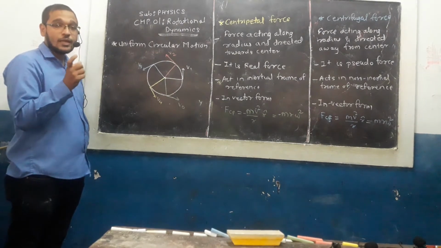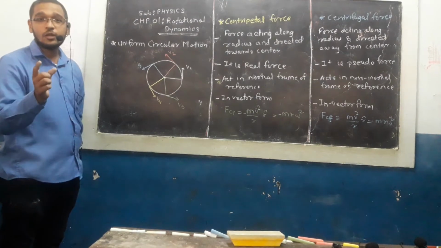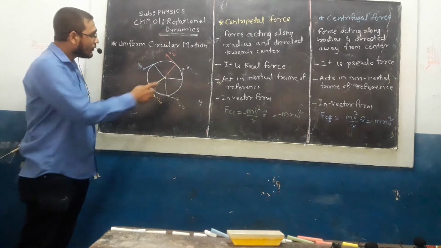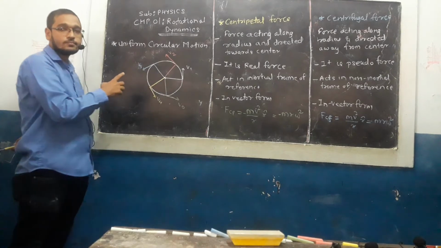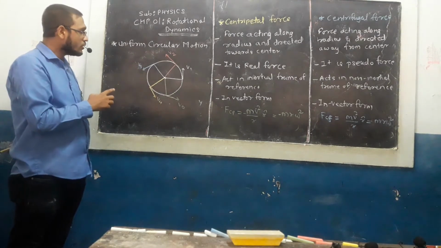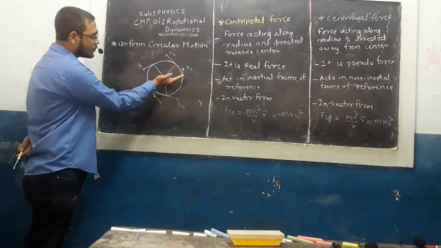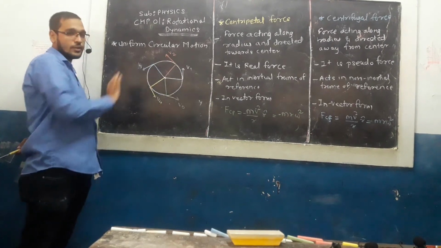If you see, there is a product of the radius vector and angular velocity. So the magnitude of linear velocity is constant. But as it is moving, the direction goes on changing.